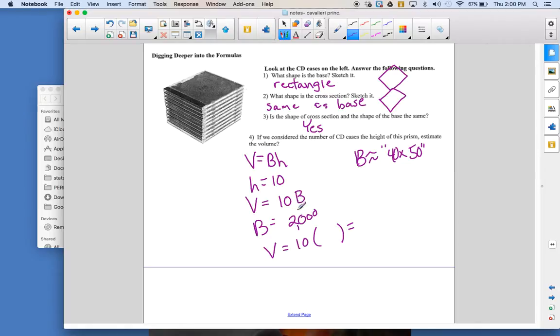Okay, so now I'm talking about centimeters. I'm going to make these smaller. So the base would be centimeters squared. I'm going to take 10 times 2,000 to get how many cubic centimeters I have. So that would be 20,000 centimeters cubed. I think that makes more sense to measure this in centimeters. Okay, just kind of an idea, just kind of an estimation there.